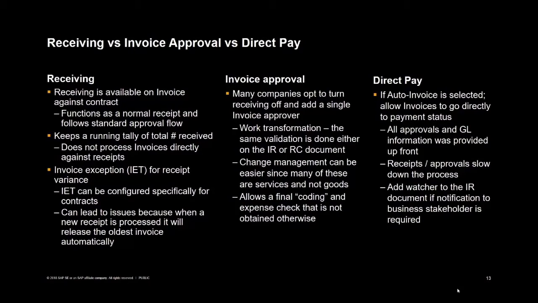And then finally, direct pay. This is the auto invoice function. This is where it will automatically go directly into payment status, assuming you have no additional approvals. And so all of your upfront financials are approved. I have a $1 million contract. I'm going to pay them $200,000 for the next 5 years.